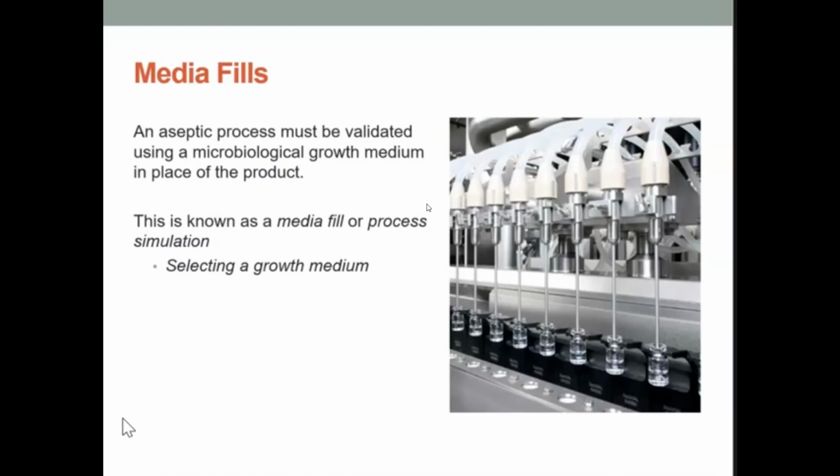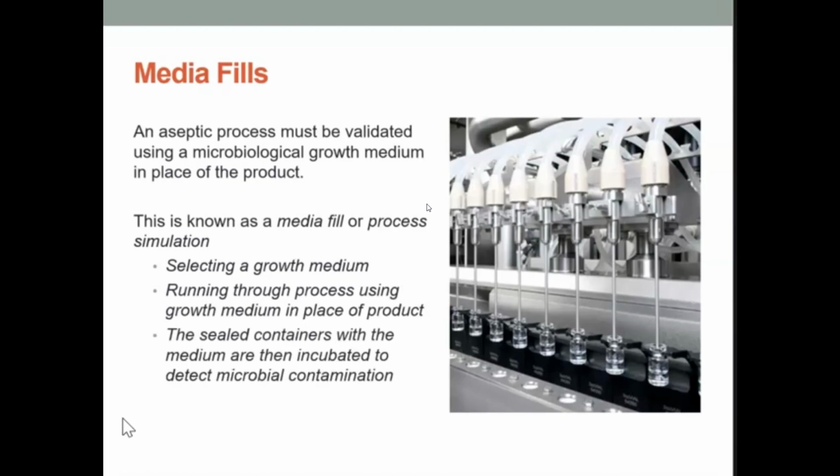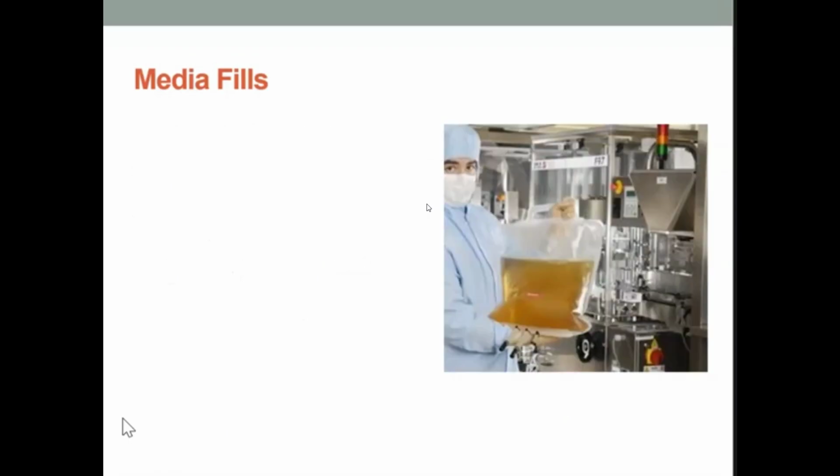Our first thing to do is select an appropriate growth medium. Then we run through the process using a growth medium in place of the product. The sealed containers with the medium are then incubated to detect any microbial contamination. Microbial growth indicates that we have been operating under non-aseptic conditions in the process, so that's not a result that we want to happen.